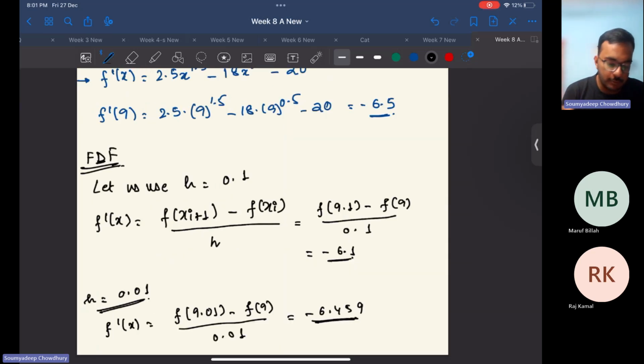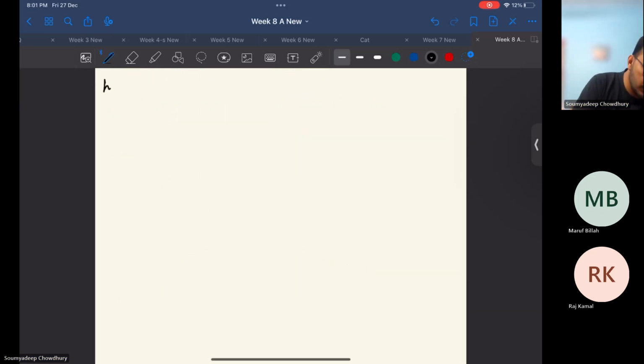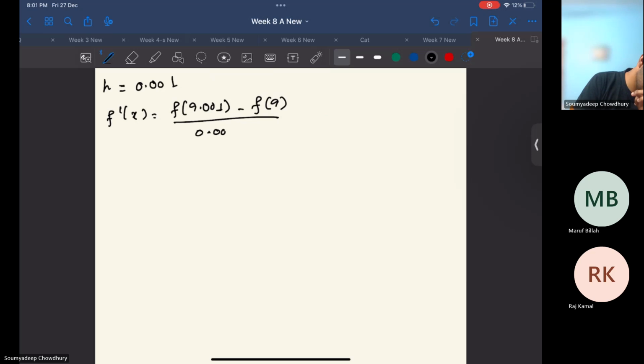So we'll just see one more, h equal to 0.001 if you use. So your f dash x is again f of 9.001 minus f of 9 upon 0.001. So this will be around minus 6.496. Again, your error has further reduced. I hope it is clear to you.